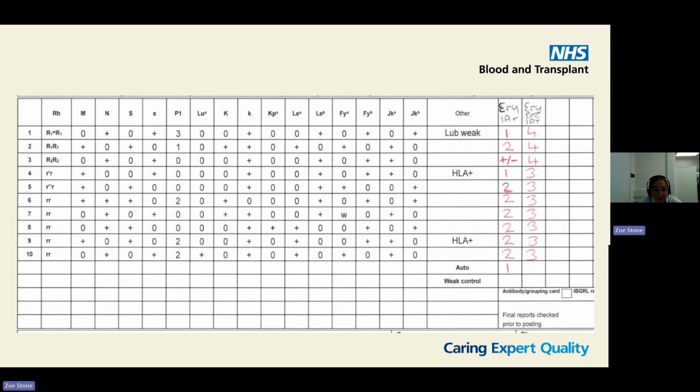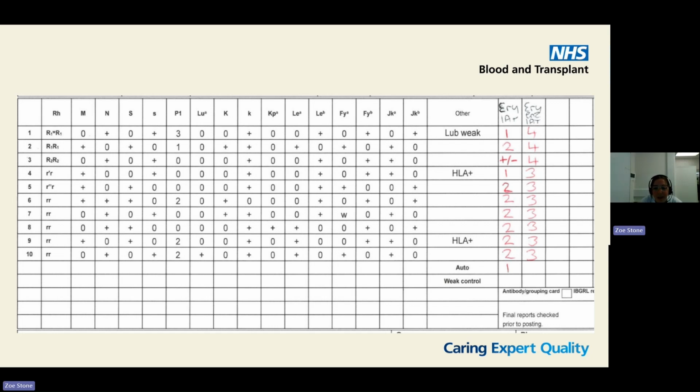I can see that the D is there by enzyme in cells 1, 2, and 3. I can see the rest of my enzyme panel is stronger than my IAT panel. And then on my panel, I can see I've got some reactions. I've got a plus minus, I've got ones, I've got twos. So it's not really giving too much away.